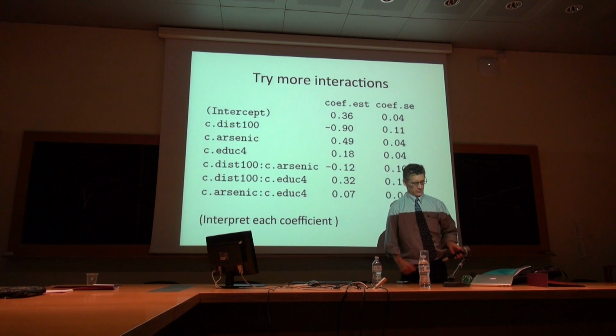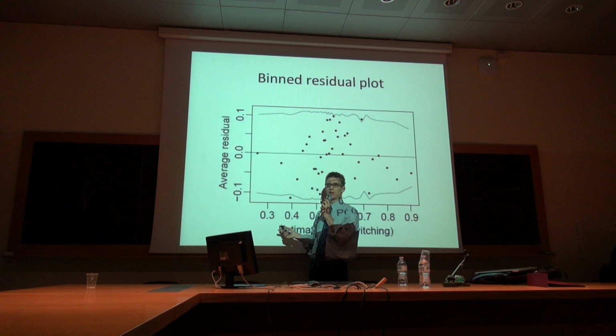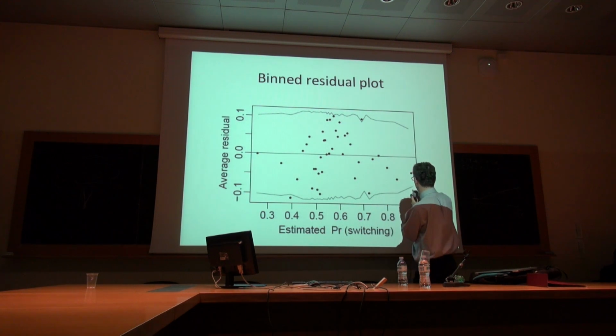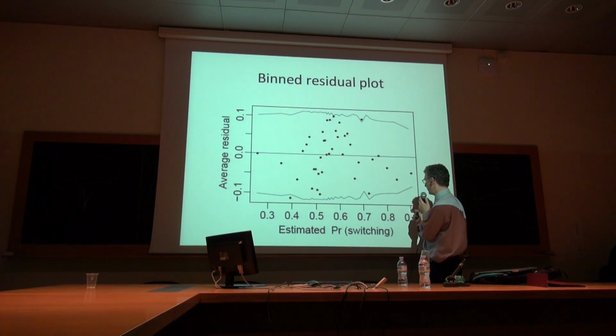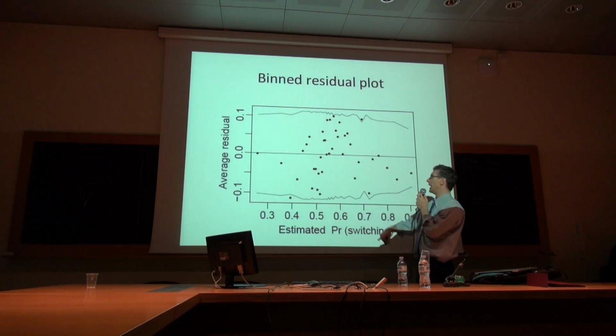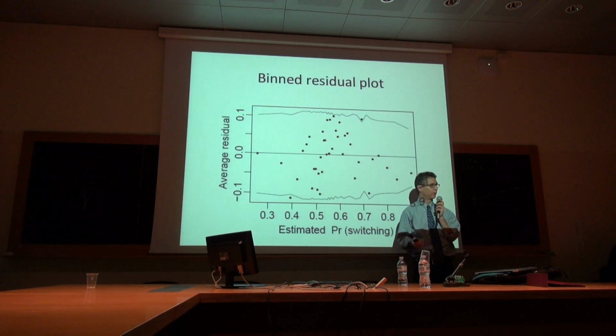There were households where it was predicted, based on your predictors, that you were very unlikely to switch. And there were some where it was predicted that you were very likely to switch. These people would be households that are very close, that have very high arsenic levels and are very close to a safe well. These would be the opposite. And the average residuals show no clear pattern. So this is sort of nice.